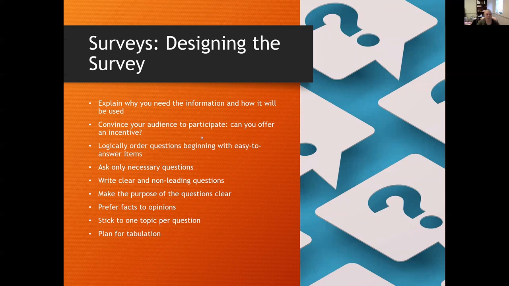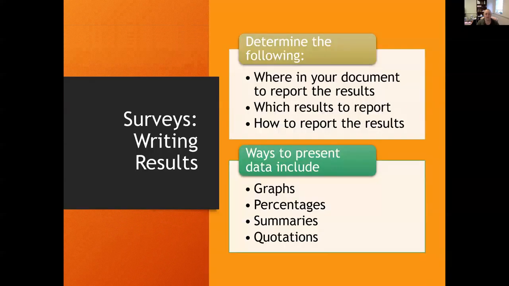And you want to plan to be able to tabulate that data and to analyze it in some way, shape, or form. So writing the results, where in your document are you going to put these results? Which result are you going to report? Are you going to report all of the questions you asked, or is there a subsection that you really want to concentrate on? And finally, how do you do that? So different ways to do it: graphs, percentages, summaries, quotations. You can do it in words, you can do it in pictures. There's many different ways to report your survey results within a document.